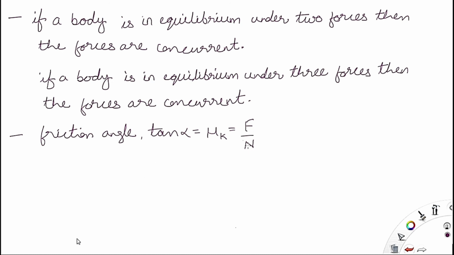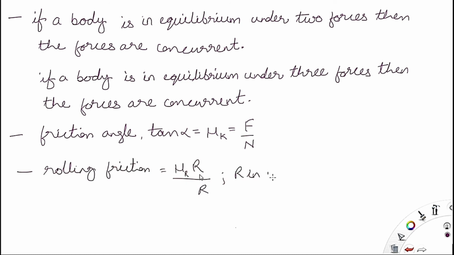Now rolling friction is equal to mu r into N by r. This has been written R, change it to N, the normal reaction. So r is the radius of the rolling, and this radius is in millimeters. N is the normal reaction, mu r is the coefficient of rolling friction, and r is the radius of the roller that is rolling. So thank you.